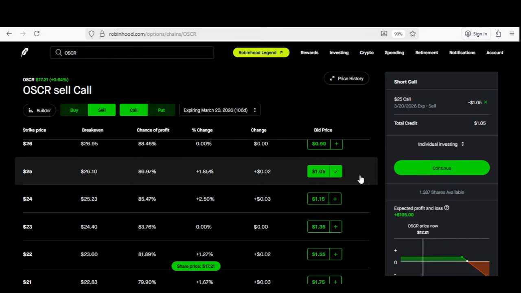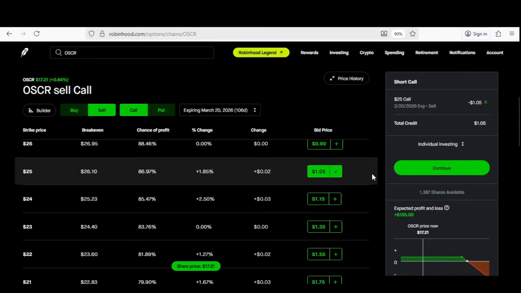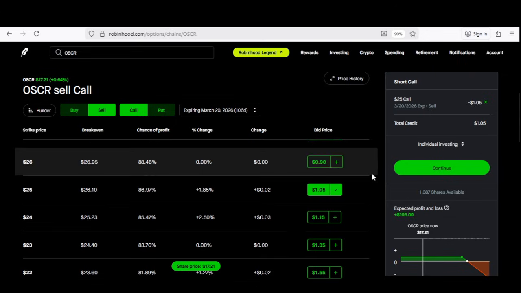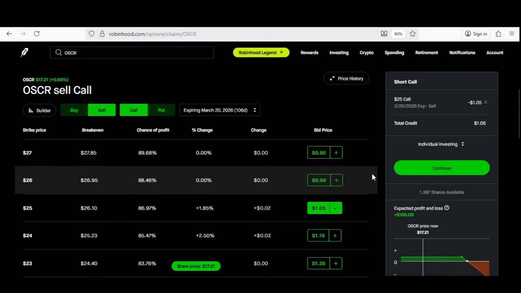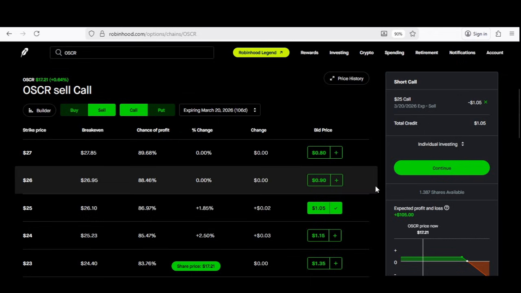Now, $1.05 in the real world is once again going to equal $105. So you're going to be making $105 against your 100 shares of collateral that you have. Now, once again, I'm here for you guys with small account portfolios. Let's say that you're not able to afford 100 shares because $1,700 is too much for you. Then that's fine. You could still go ahead and trade options to make income.